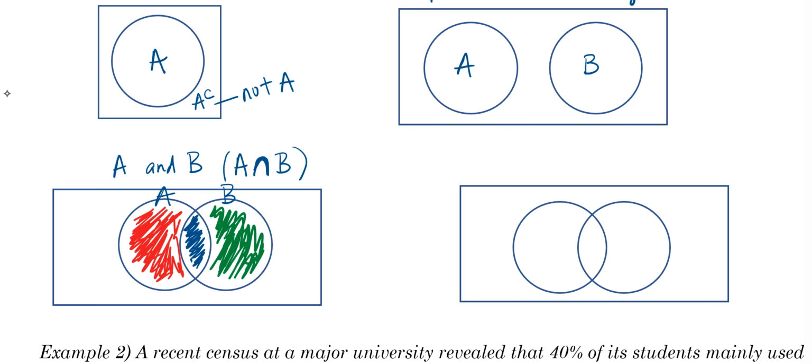Okay. So let's talk about the red section. So what does that section represent? Well, it represents A. So everything in the red section is part of event A, but what? Well, it's part of event A, but it stops when we get to the B circle. So this would be event A and not event B. So everything in the red section represents stuff that is part of event A, but not part of event B.